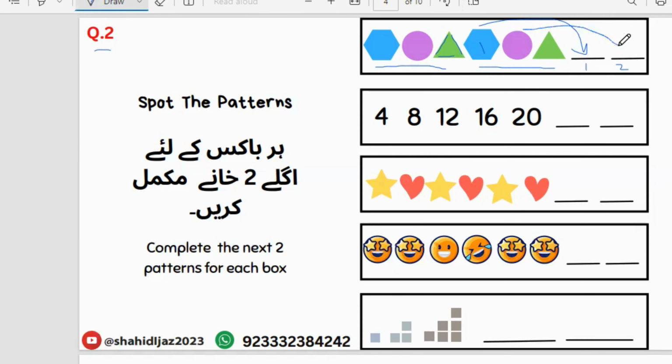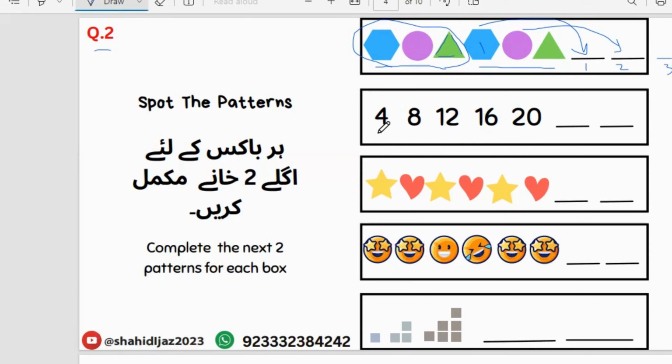This circle will come on this position because there is a pattern of three shapes which are repeating one after another. These three shapes: hexagon, circle, and triangle. And this is also hexagon, circle, and triangle. Here will be hexagon, circle, and on the third place there will be a triangle.